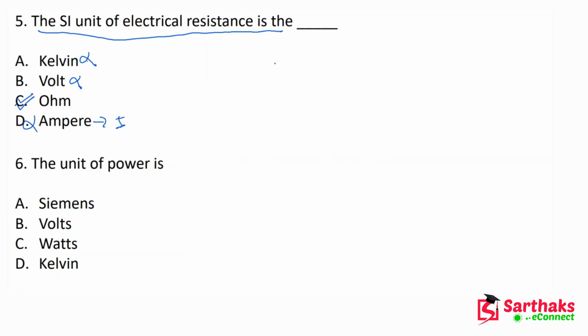Now guys, let's talk about another question. Question number 6: here it is asking, the unit of power is what? Is it Siemens? Is it volt? Is it watt? Or is it Kelvin? Siemens cannot be the answer. Volt, we know that it is the unit of potential difference. Yes, of course, watt is the right answer in this case. And Kelvin cannot be the answer because it is the unit of temperature. So here the right answer is option C.